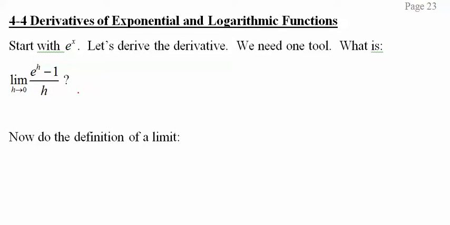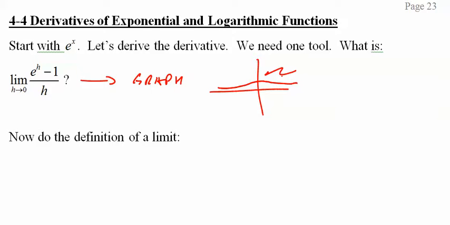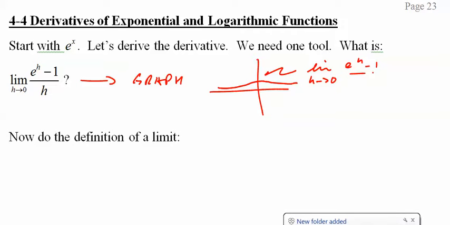So we need one tool, and that's this one right here. It's kind of tricky to see, but if you graph it, I would highly recommend it, you'll see that it hits right here. I think it looks something like that at 1, and of course it's undefined at 1, but the limit, I'll write it out, as h approaches 0 of e to the h minus 1 over h is 1.